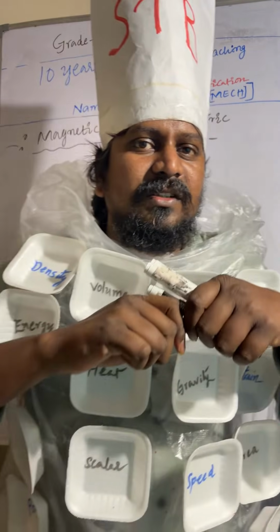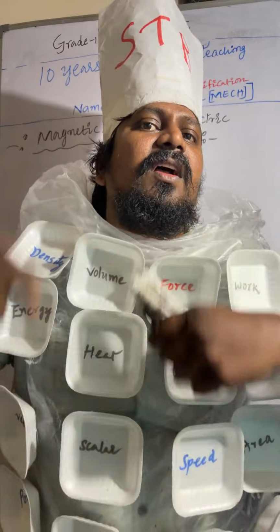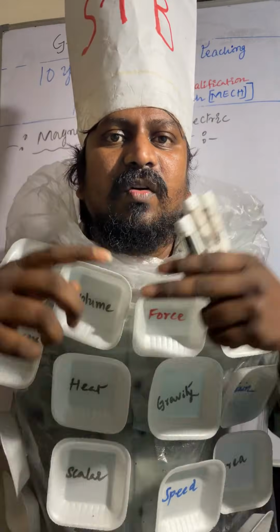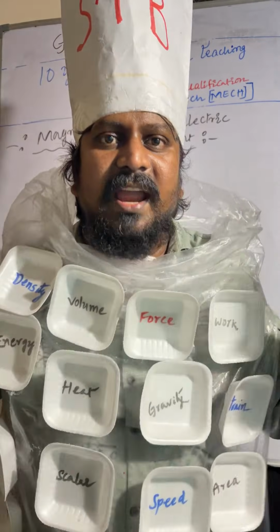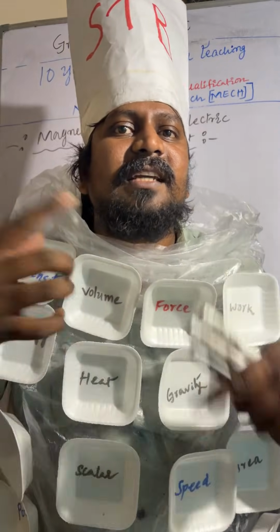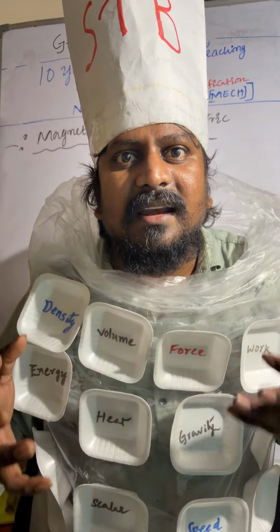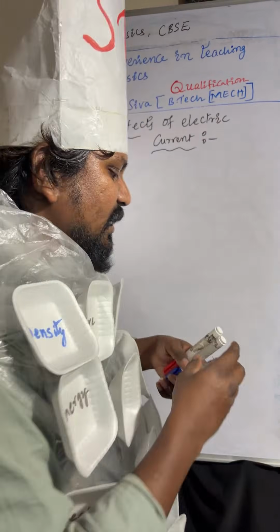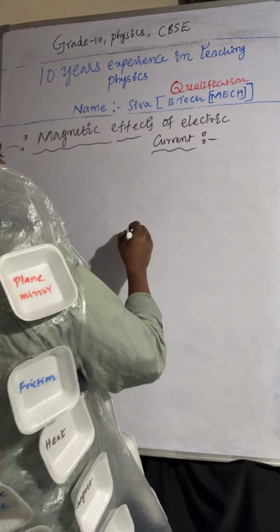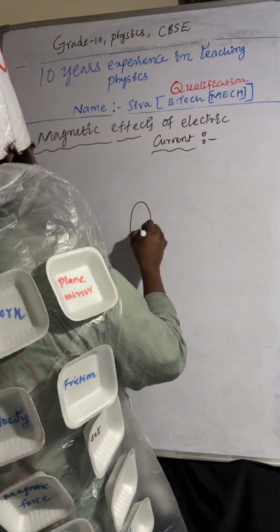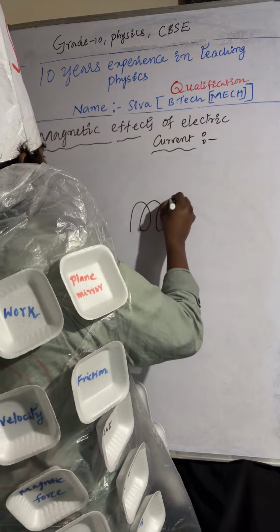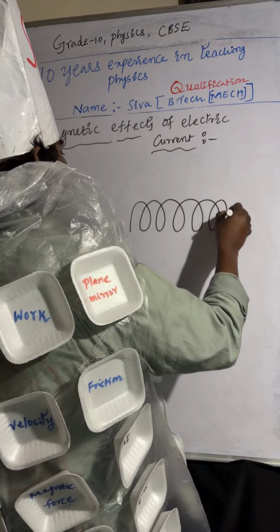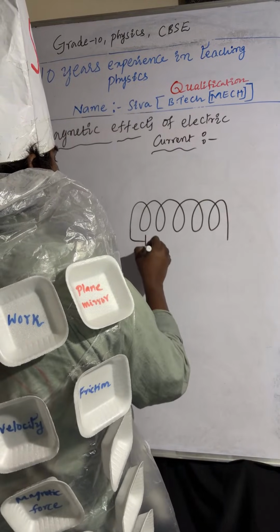A solenoid is nothing but taking a straight wire and wrapping it in the form of a cylindrical shape, then connecting it to the battery. Then when current is passing through the wire, it acts as a magnet. So you can see I'm taking this one, and like this I'm connecting. Here you can see the battery.